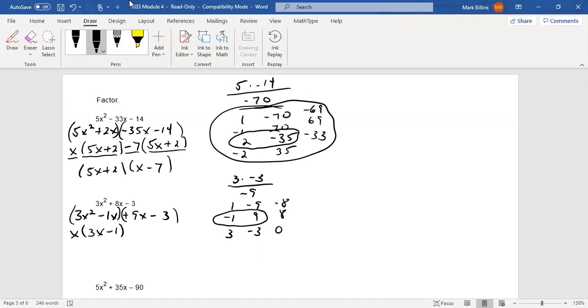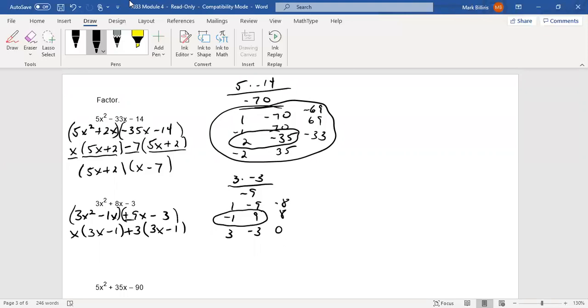For my second group, since this is a positive in front of the 9x, I'm going to factor out a positive. And the greatest common factor of 9 and 3 is 3, and I'm going to divide that. So positive 9x divided by 3 is positive 3x. Negative 3 divided by a positive 3 is a negative 1.